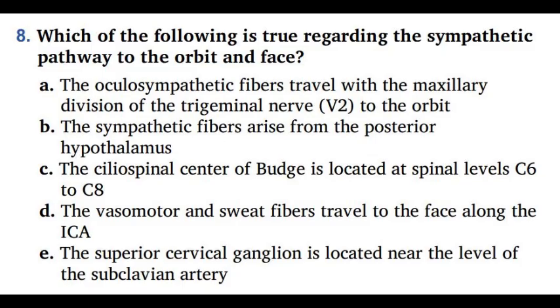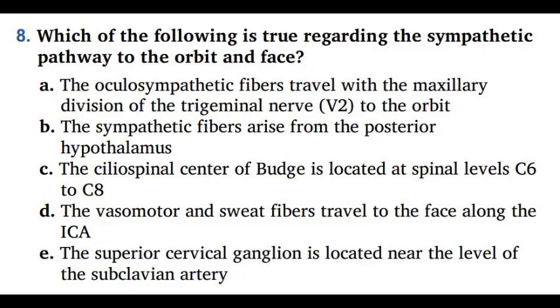So, our next question: which of the following is true regarding the sympathetic pathway to the orbit and face? A. The oculosympathetic fibers travel with the maxillary division of the trigeminal nerve, V2, to the orbit. That's false. We know the oculosympathetic fibers travel with the ophthalmic division of the trigeminal nerve, V1, to the orbit. B. The sympathetic fibers arise from the posterior hypothalamus. That is true. Let's hold that thought. C.